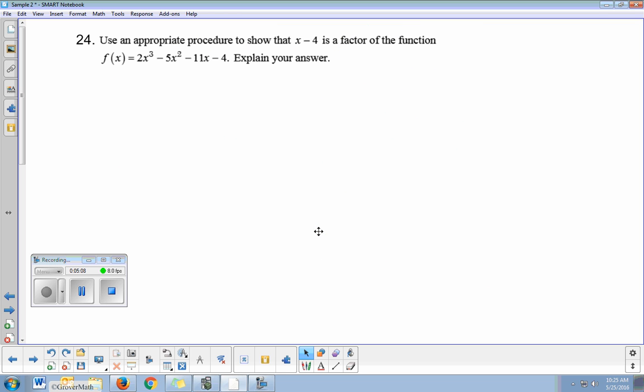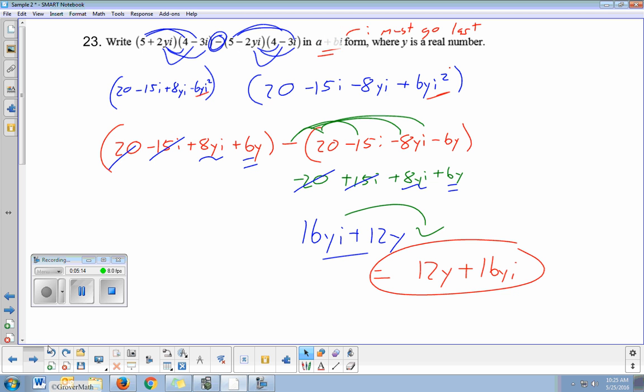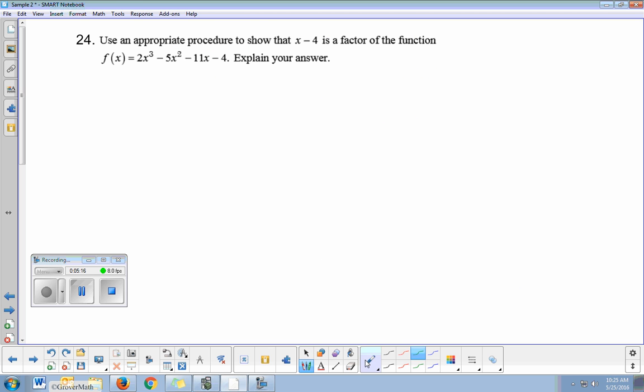All right, let's look at number 24. Use an appropriate procedure to show that x minus 4 is a factor of the function f of x. So on. Explain your answer. So how can I show this is a factor? Well, I could try to factor this, but I'm guessing it's not factorable, at least by conventional methods. You know, what I take out here, I'm not going to get the same thing on this side, so I can't do grouping.